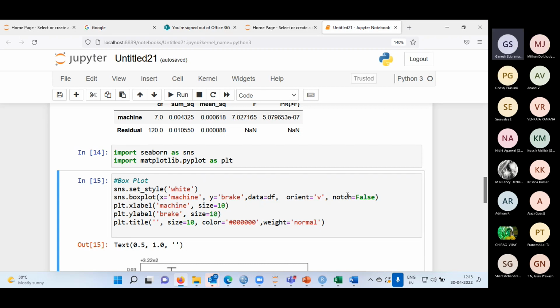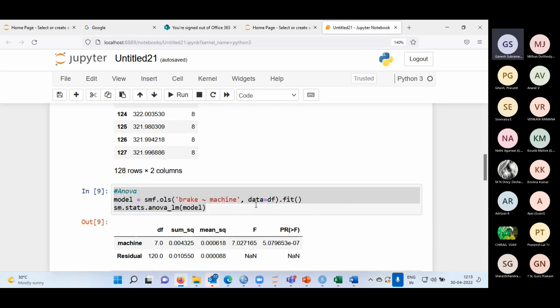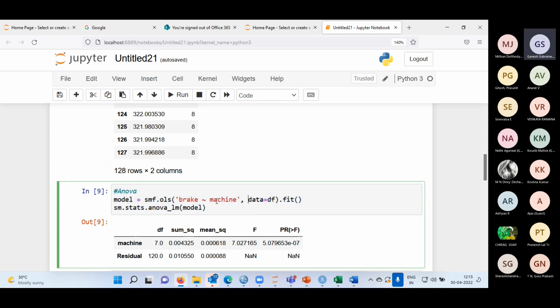Sir, when you call the smf.ols, you had introduced a tilde symbol between break and machine. Does it signify any operation there? See, what's happening here is that the dependent variable or the scale variable will be to the left side of the tilde symbol. And to the right side of the tilde symbol, you will be specifying that variable which has multiple categories.